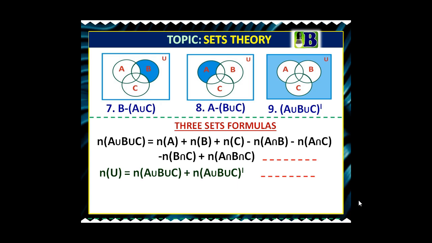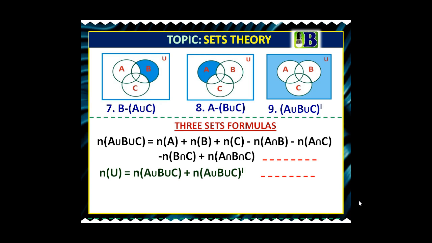So let's move to the other aspect of the formula. This aspect of the formula is used to calculate the universal set. If we want to calculate the universal set of the three sets, it is equal to the union of the three sets plus the union of the three sets all in complement. So this is the formula we use to calculate the universal set.